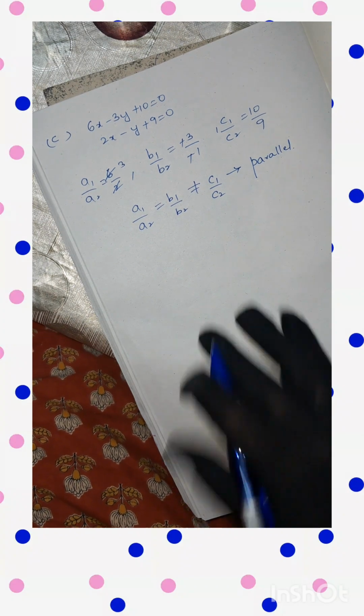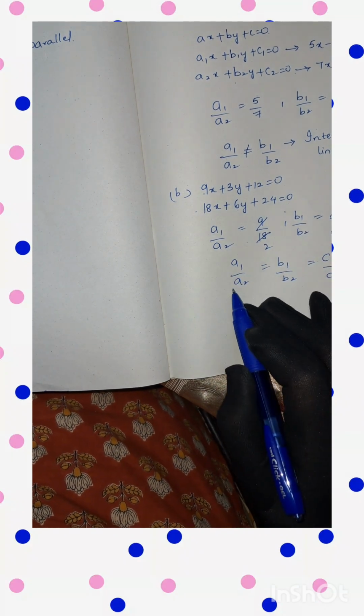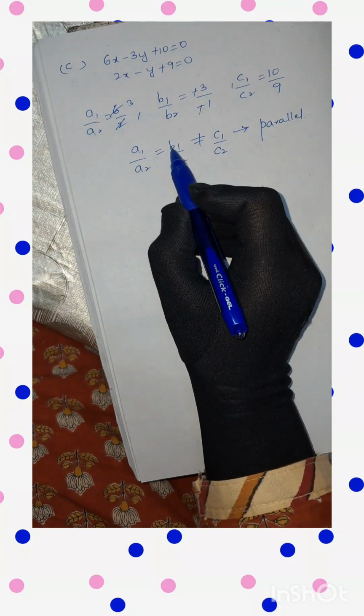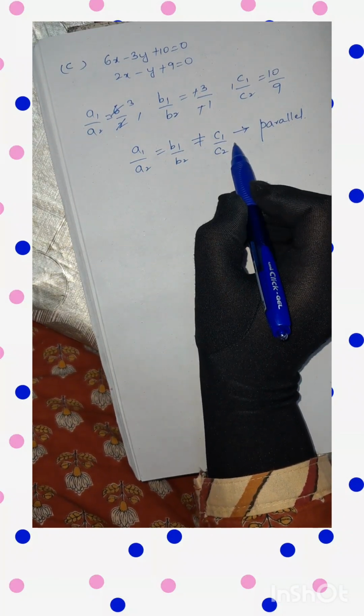So we have seen all the three conditions, right? If a1 by a2 is not equal to b1 by b2, intersecting lines. If a1 by a2 is equal to b1 by b2 is equal to c1 by c2, coincident lines. If a1 by a2 is equal to b1 by b2 is not equal to c1 by c2, it means that the lines are parallel lines.